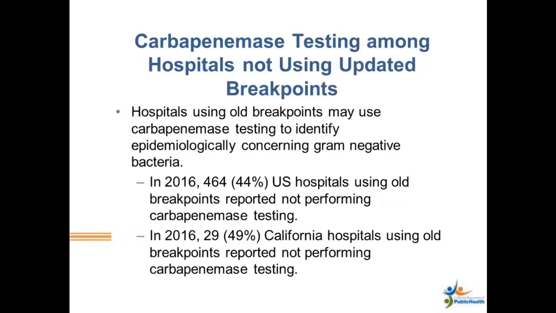Now, carbapenemase testing among hospitals not using updated breakpoints is also something we wanted to look at and was in some of these national publications as well, because hospitals that are using old breakpoints may use carbapenemase testing as a supplement to identify epidemiologically concerning gram-negative bacteria. So in 2016, about 46% of all the U.S. hospitals that were using old breakpoints reported not performing carbapenemase testing. And similarly in California, almost half of hospitals using old breakpoints reported not performing carbapenemase testing. So that also shows another gap in some of the clinical microbiology testing capabilities.